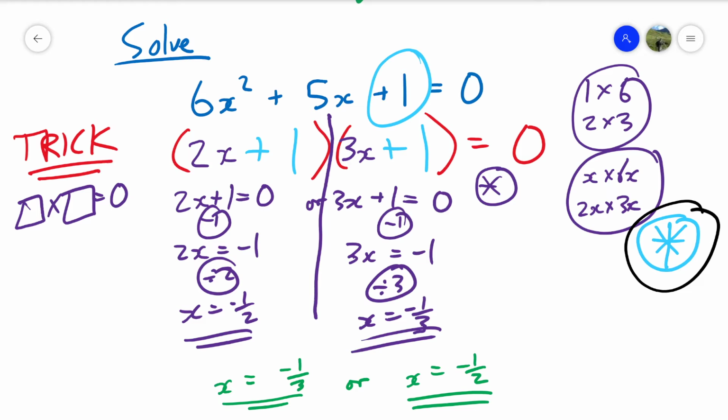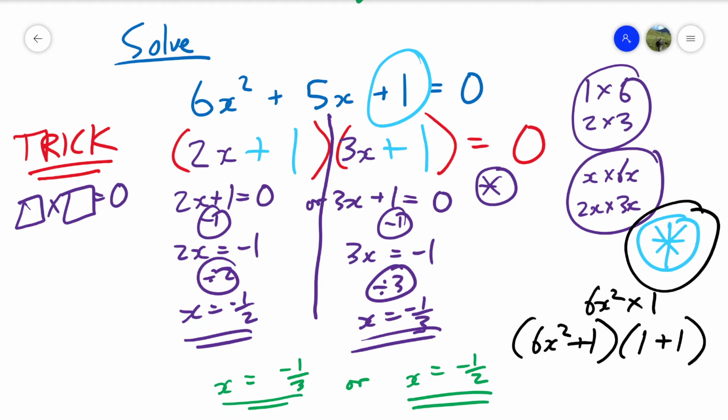You might have been thinking, wait, Duncan, it could be 6x squared times 1. So couldn't the brackets be like 6x squared plus 1, and then 1 plus 1? Because surely 6x squared times 1 makes 6x squared. Here's the thing. You just got to get used to the fact that basically you always have an x on each side. That's just kind of how it works. You might say, wait, Duncan, I thought you said that maths was always logical. Well, it is logical.